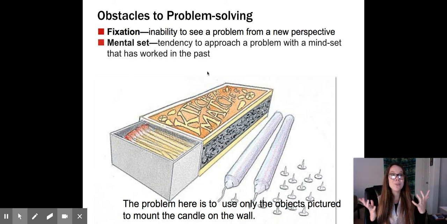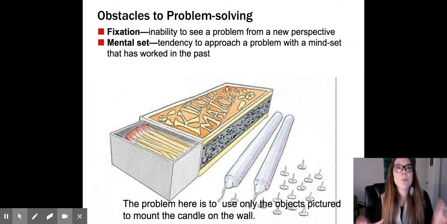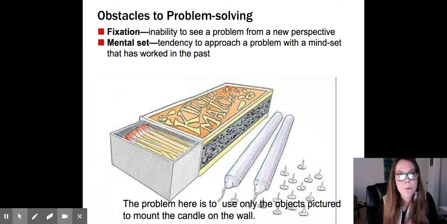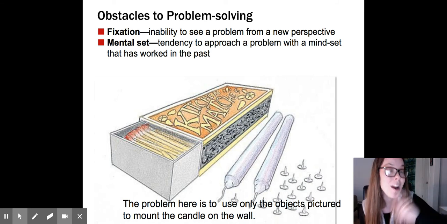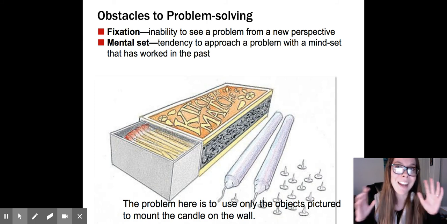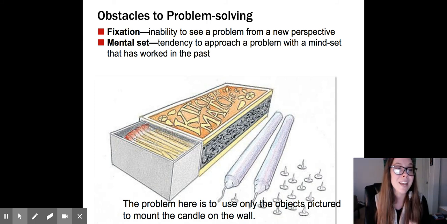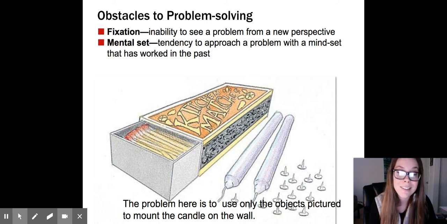We also have a mental set, and mental sets are the tendency to approach a problem with a mindset that has worked in the past. So if you've done this in the past, you're going to try to do it the same way as last time, right? Even if it's not the best way. Again, an obstacle. We're set in the ways of what we know works, right?